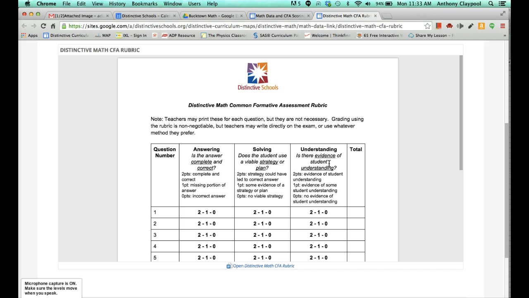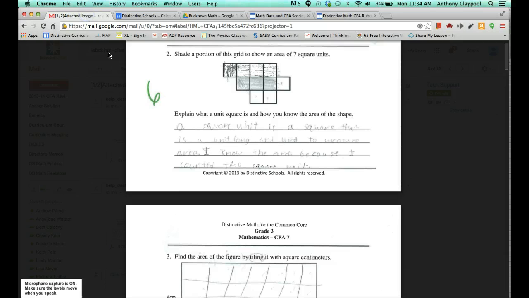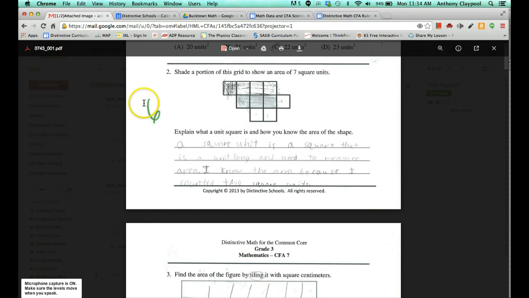And then finally, based on those two more tangible pieces of information, this is where you have to interpret a little bit and decide, was there evidence of student understanding and to what degree, rated on a scale of 0 to 2. Let's look at a sample question from a 3rd grade assessment from last year and look at a couple of different answers that students had so you can gauge what we're talking about with this information. This first one, you can see here that the teacher scored this a 6, which is 2 points per answering, solving, and understanding.